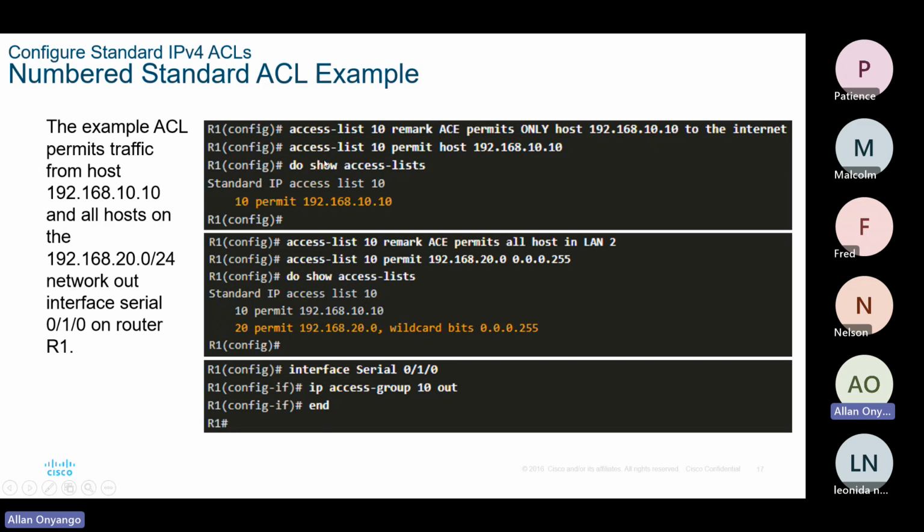So the second statement is now the statement that will do the actual permitting or denying. So you say access list 10, and the word that follows here is permit. By the way, there are only 3 words that can follow after the 10. Either you say permit, or you say deny, or you say remark. Remark is just a description. Remember the way we describe an interface, we say description. So here we say remark, and then you give your description there. Then access list 10 permit.